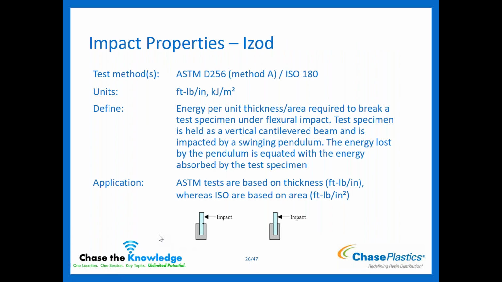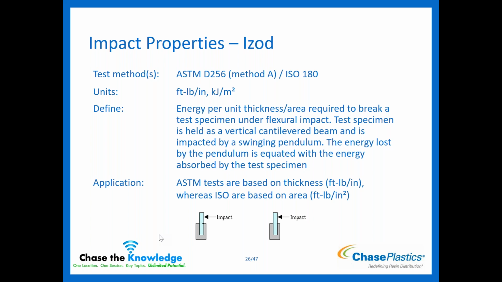Your impact properties are standardly Charpy and Izod. Izod will be the one that we talk about first. What does Izod mean? It's the energy per unit thickness or area, depending on the testing, we'll get into that, required to break a test specimen under flexural impact. It's held vertical in a cantilevered beam, which I'll show you the pictures of down below, and then it's impacted by a swinging pendulum. The energy lost by the pendulum is what they use to equate to the energy absorbed by the test specimen, so how much energy it took to break it.